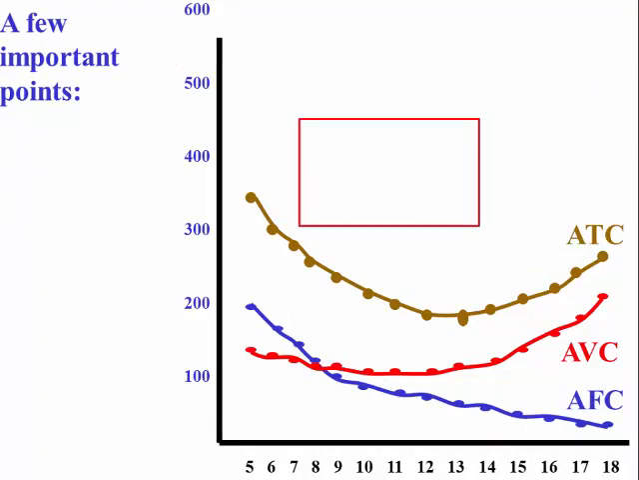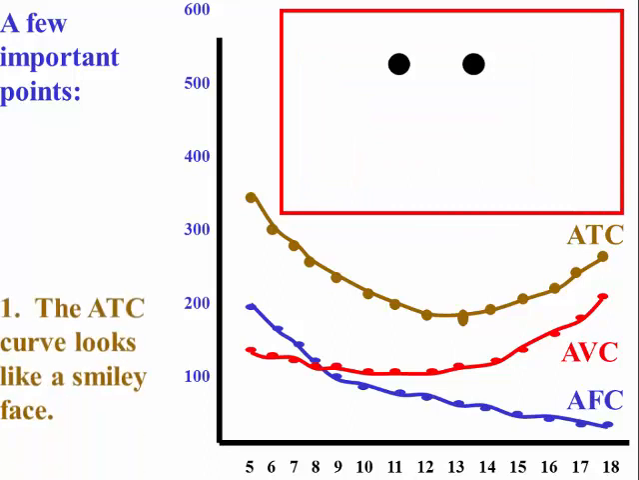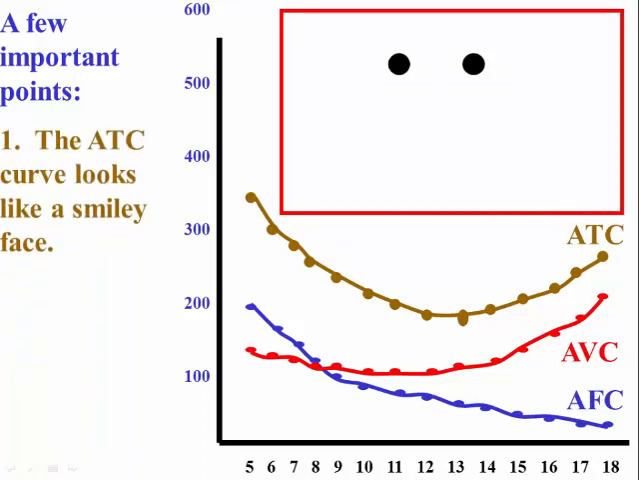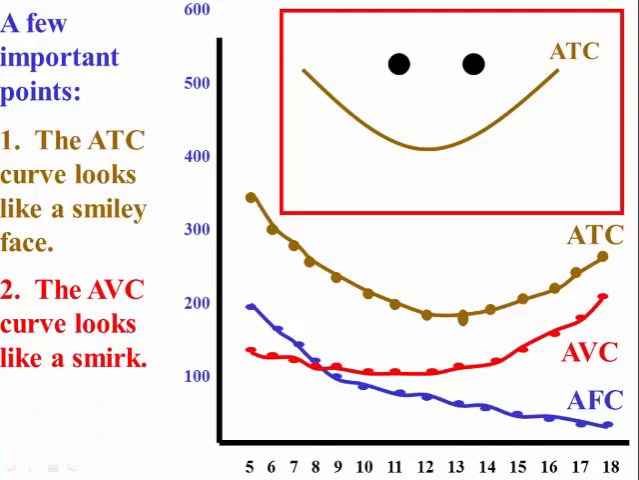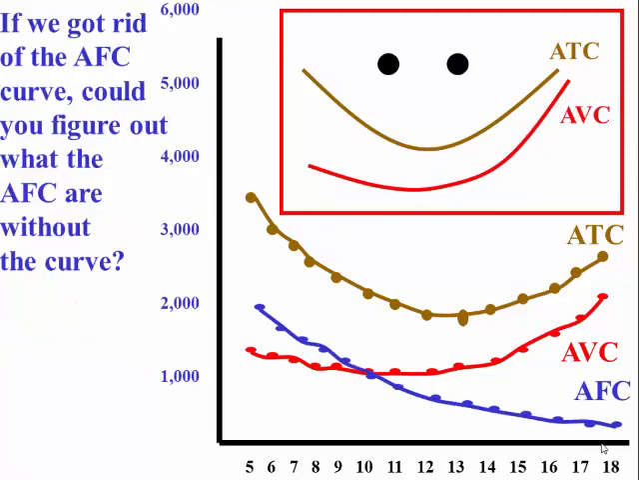A few important points. Remember that the ATC, the brown line, looks like a smiley face. From now on, you won't be plotting any more dots. You'll just be drawing the graph. So the average total cost looks like a smiley face. The AVC looks like a smirk. Notice that it's not quite a smile. It looks like sort of a smirk, that somebody's only smiling out of half of their mouth. You see how it looks like a smirk?